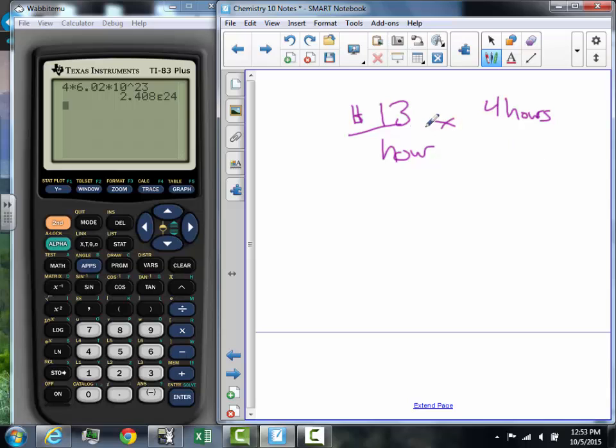Would it make sense then to take the $13 an hour and times it by 4? That's how much money he made total. But I'd like to show you how the units kind of cancel. Josh? $52. Pay attention. Ignore the tax part.